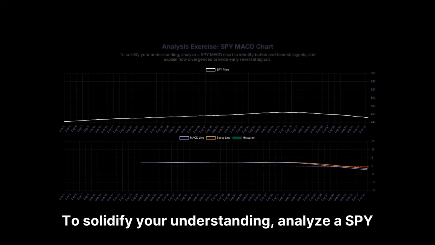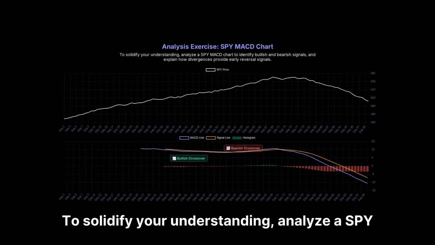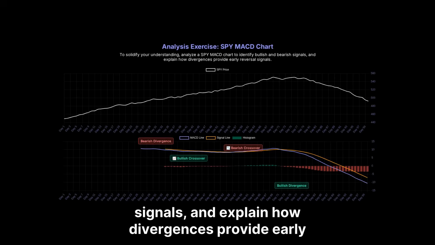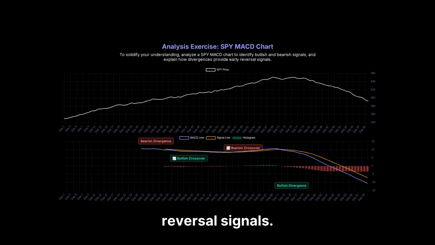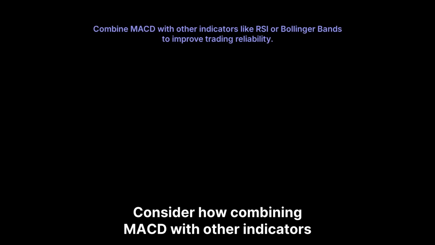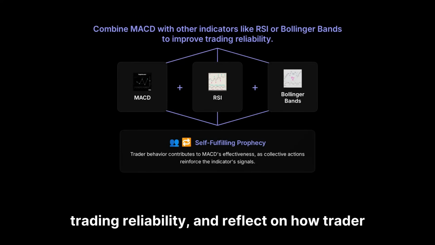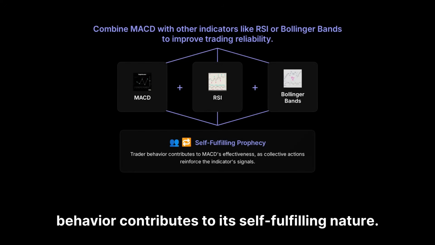To solidify your understanding, analyze the SPY MACD chart to identify bullish and bearish signals, and explain how divergences provide early reversal signals. Consider how combining MACD with other indicators like RSI or Bollinger Bands can improve trading reliability, and reflect on how trader behavior contributes to its self-fulfilling nature.